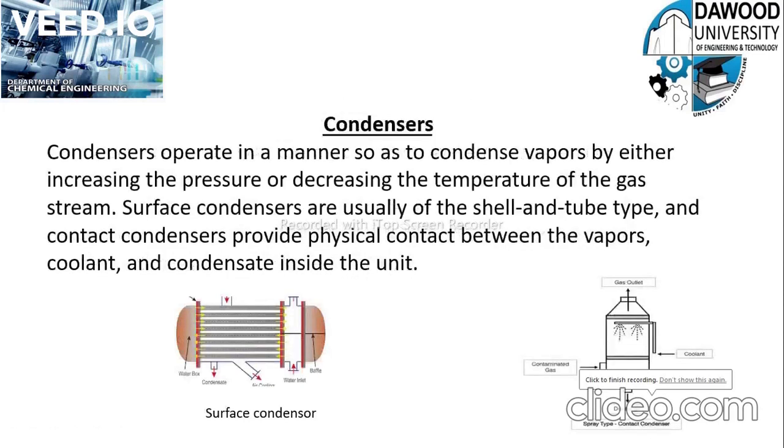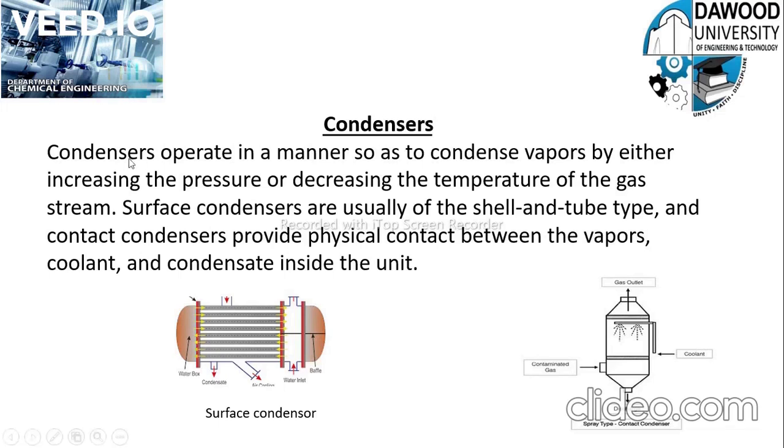The second device which I am going to describe is the condenser. So the general function of a condenser is to convert a gas into a liquid by decreasing its temperature. For removing the unwanted gases from the air, we use two types of condensers. One is the surface condenser and the other is the direct contact condenser.